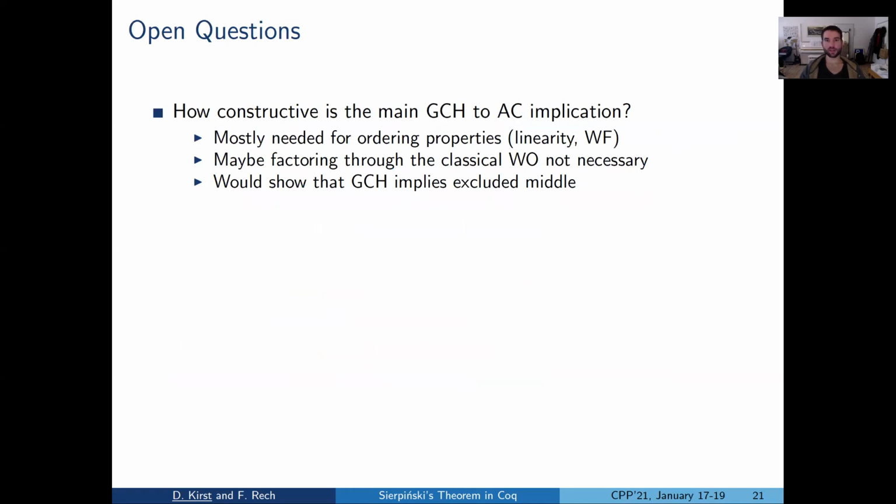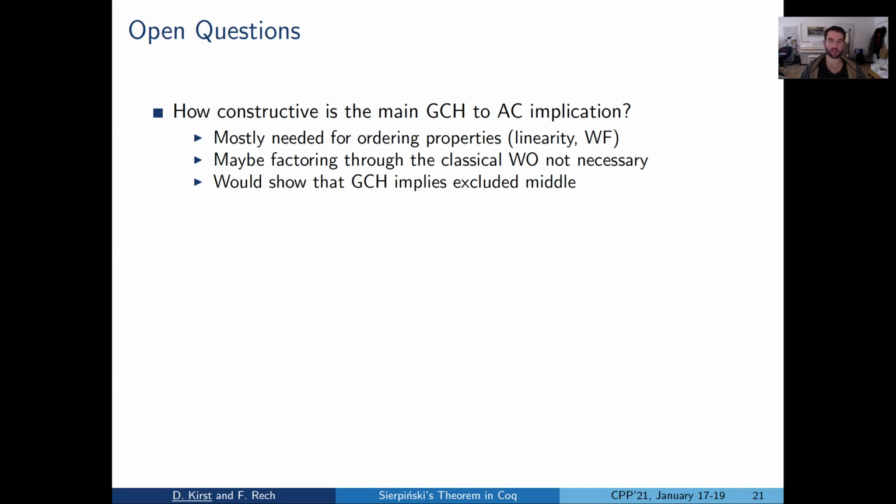And in the final slide, I want to just hint at some open questions that were left. So the first thing is we were actually interested in finding whether Sierpinski's theorem is constructive, so whether GCH implies AC without using excluded middle. And we were not able to finish this proof. We were able to localize the use of excluded middle a bit. In particular, we could escape using the Cantor-Bernstein theorem a couple of times.